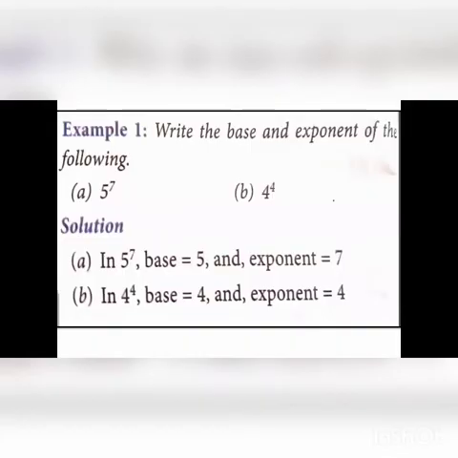Let's take an example. Write the base and exponent of the following. 5 raised to the power 7. Here 5 is the base and 7 is the exponent. Let's take another example. 4 raised to the power 4. Here 4 is the base and 4 is the exponent.